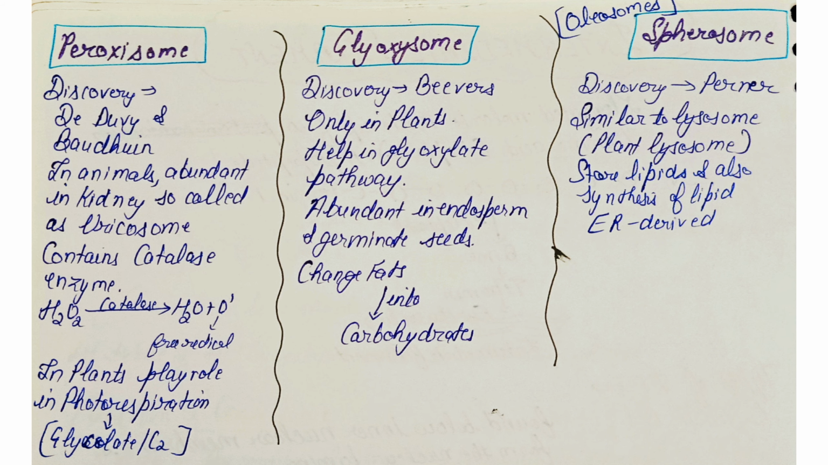Second is the peroxisome discovered by De Duve and Baudhuin. Peroxisome is present in the plants but in animals it is also seen in the kidney and liver, known as the uricosome. The two important enzymes associated with the peroxisome are urate oxidase and catalase. The peroxisome contains oxidizing enzymes and promotes gluconeogenesis in animals.